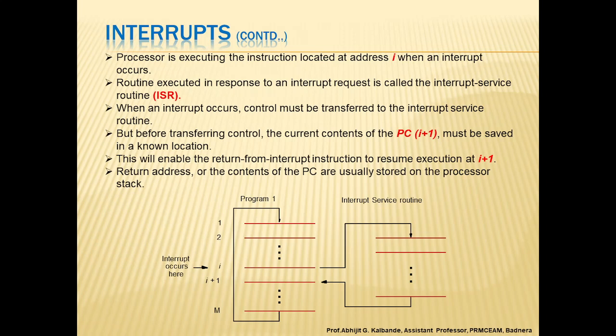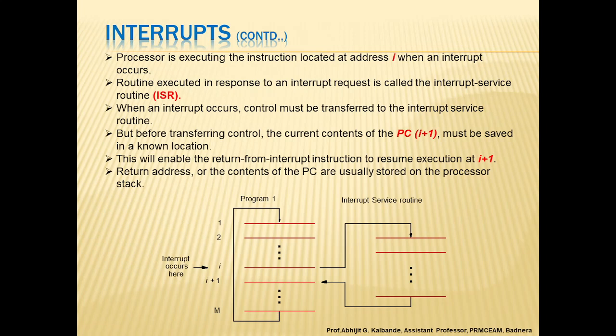Here is how the interrupt terms work. The processor is executing the instruction located at address I. There is a graphical representation showing a program with n instructions, and between those instructions certain interrupts are used. As the interrupt comes, an interrupt service routine runs. The routine executed in response to an interrupt request is called the interrupt service routine.